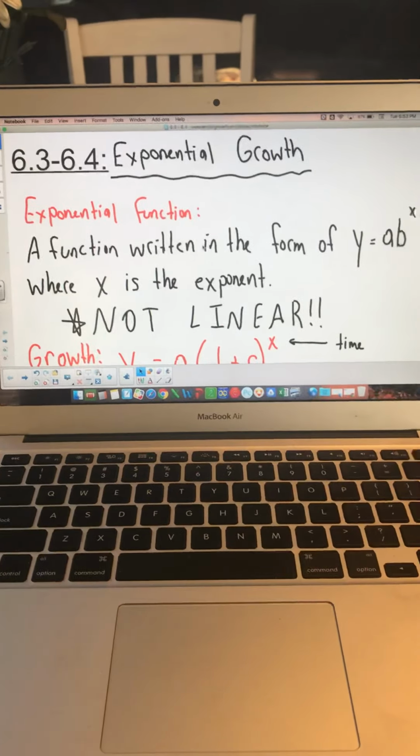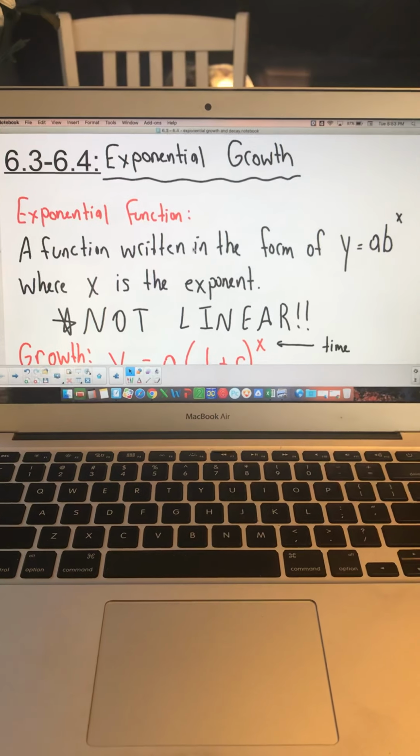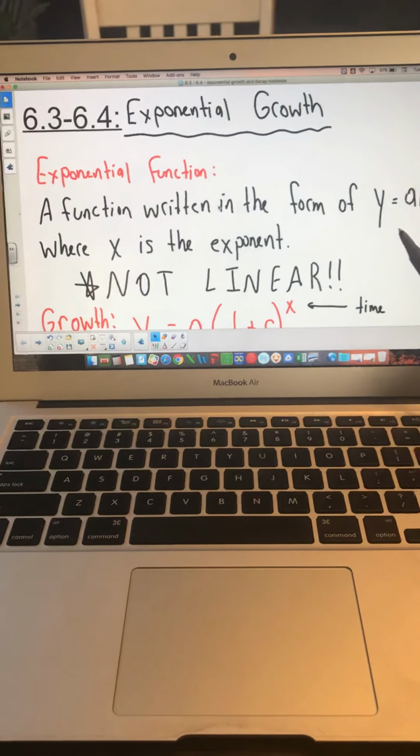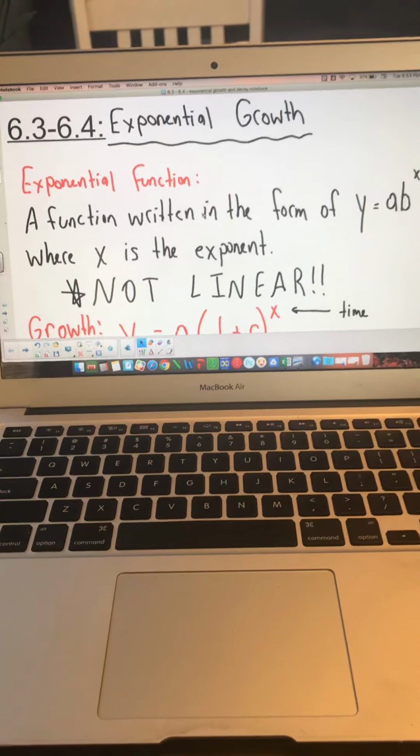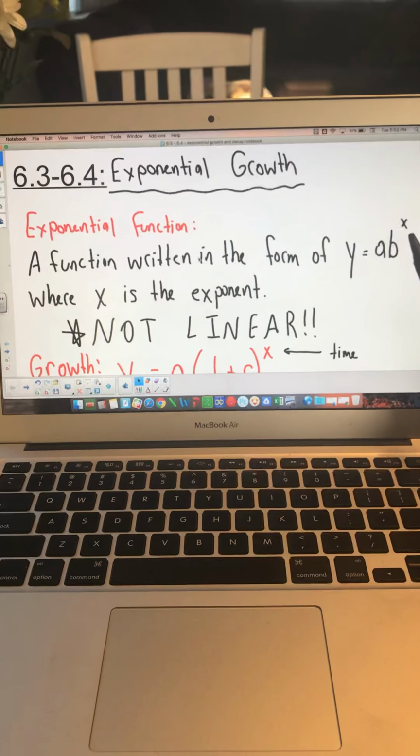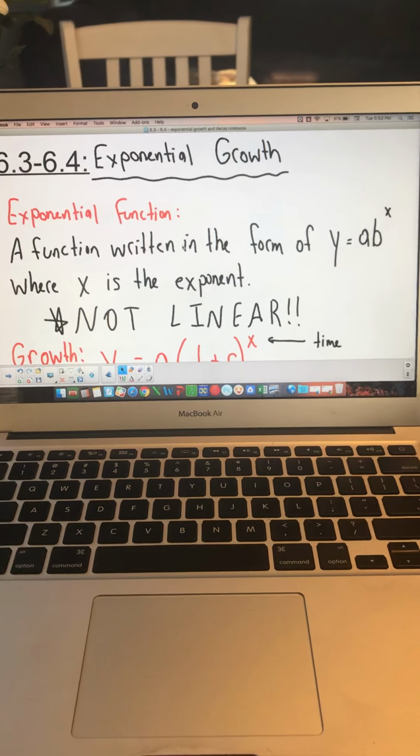All right, so here we go. The next one we got is exponential functions. The big thing is when we write exponential functions, they have to be written in this form: y equals a times b to the x. Okay, x is an exponent.